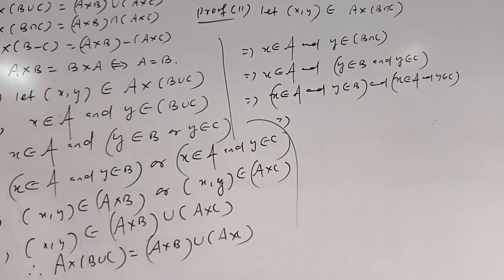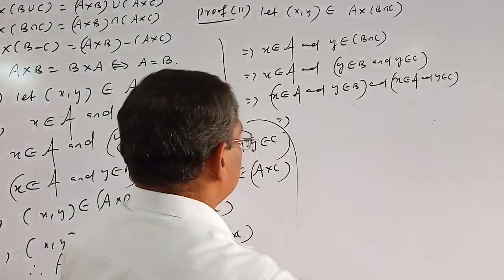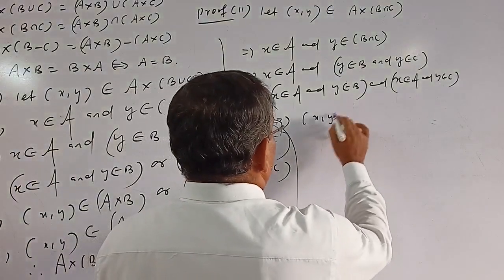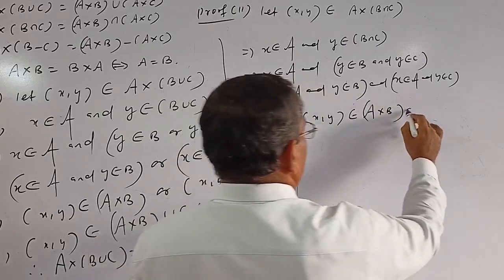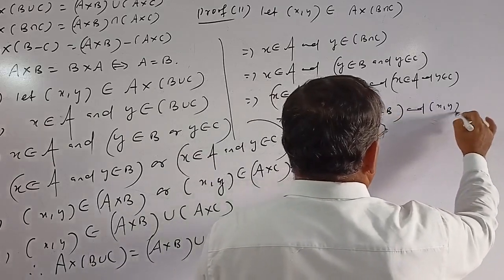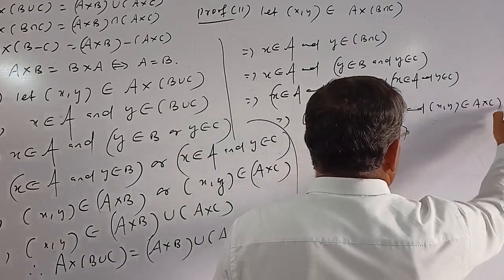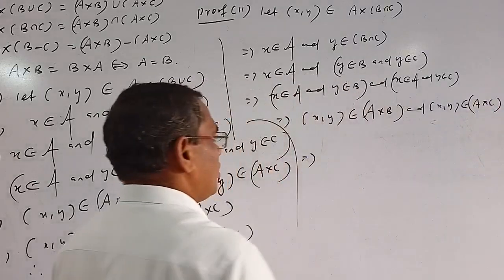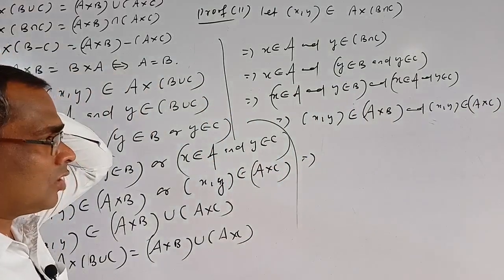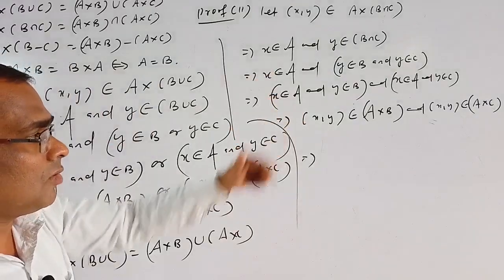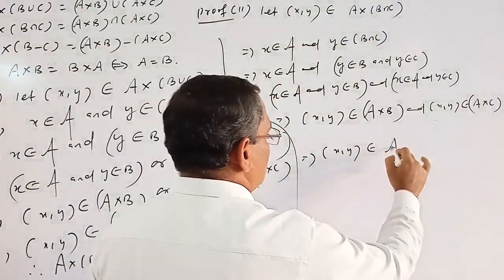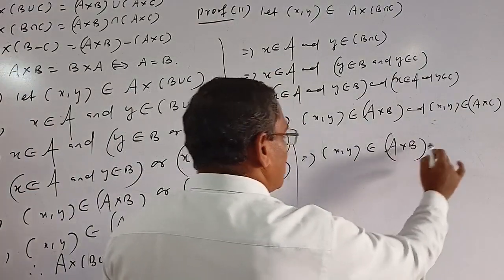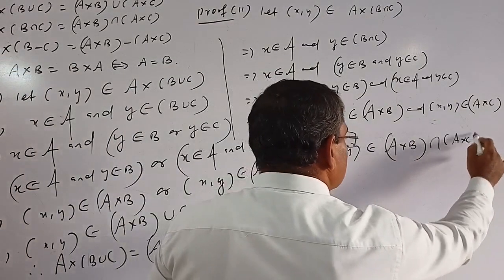Ordered pair (x, y) belongs to A cross B, and ordered pair (x, y) belongs to A cross C. That implies the ordered pair (x, y) belongs to A cross B intersection A cross C.